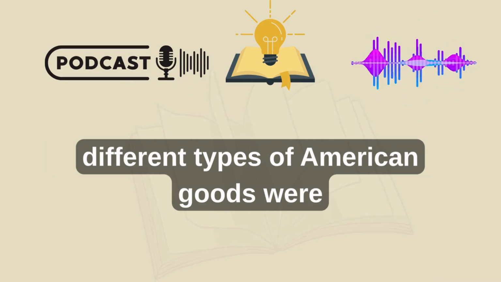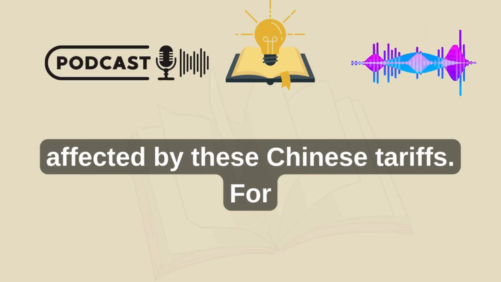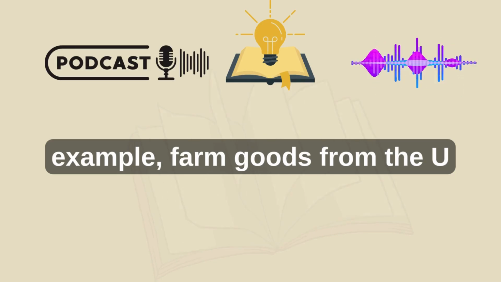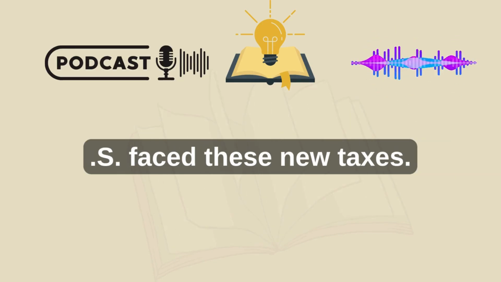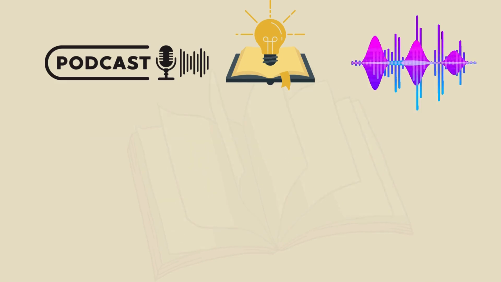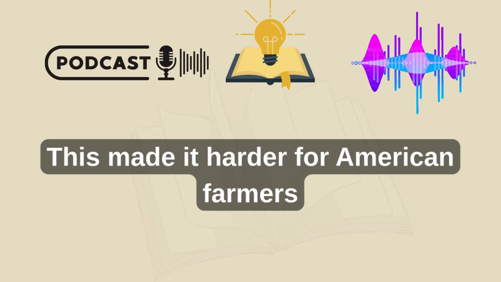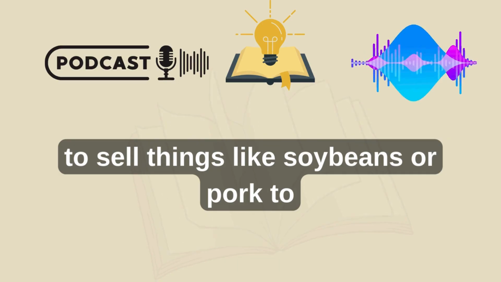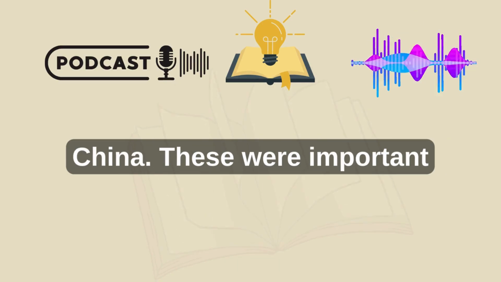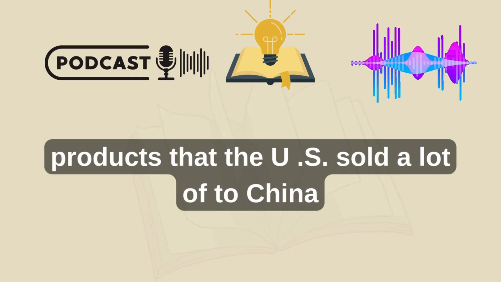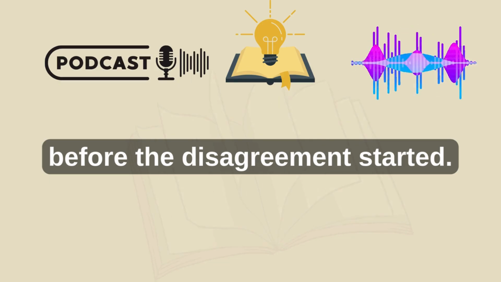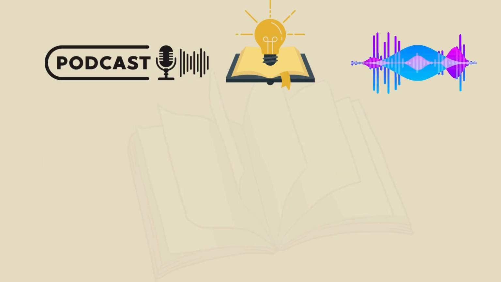Many different types of American goods were affected by these Chinese tariffs. For example, farm goods from the U.S. faced these new taxes. This made it harder for American farmers to sell things like soybeans or pork to China. These were important products that the U.S. sold a lot of to China before the disagreement started.